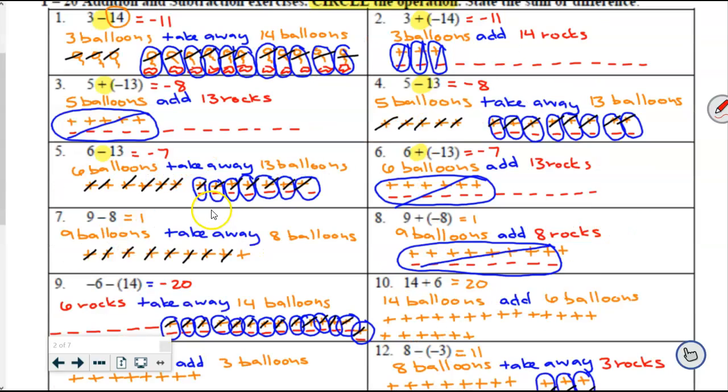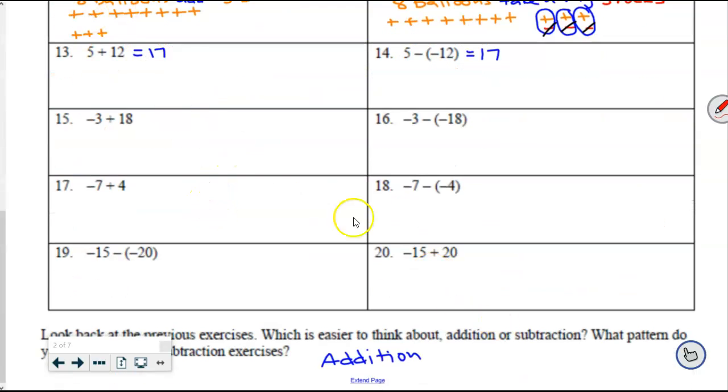Again, your homework is completing these things that you did not finish in class. It is time to go, and we're going to finish this lesson in another video.